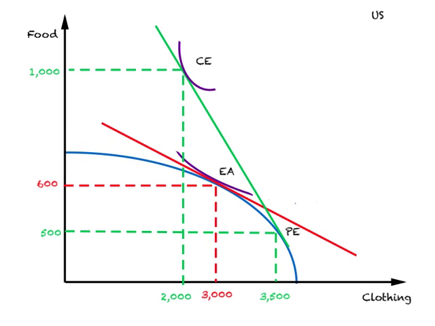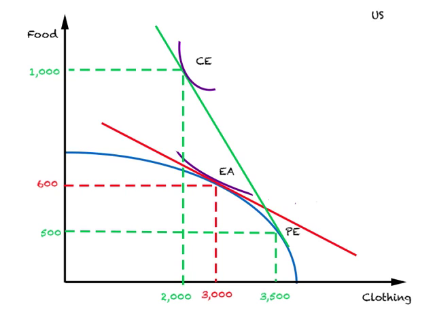Now in this diagram, once again EA represents equilibrium in autarky for the US, where the US produces and consumes 3,000 units of clothing and also produces and consumes 600 units of food. So we have this under autarky.